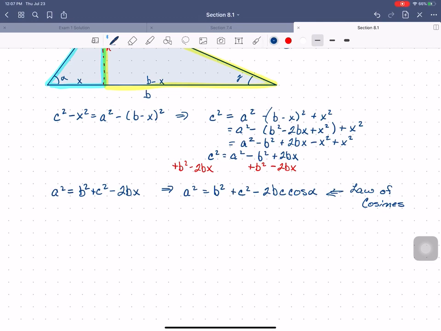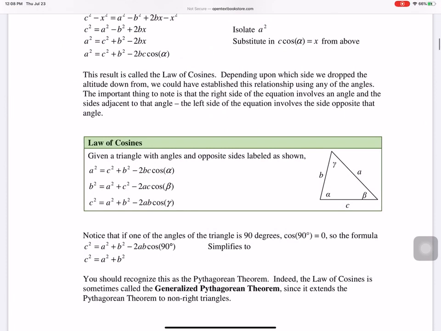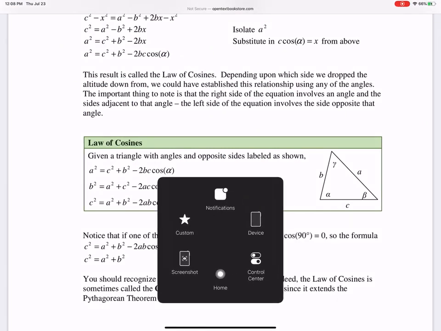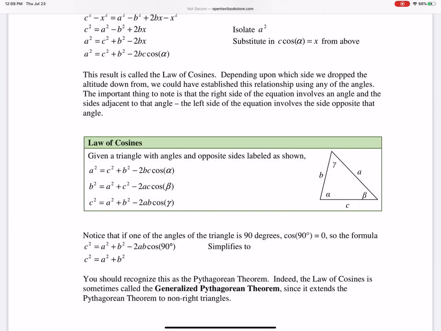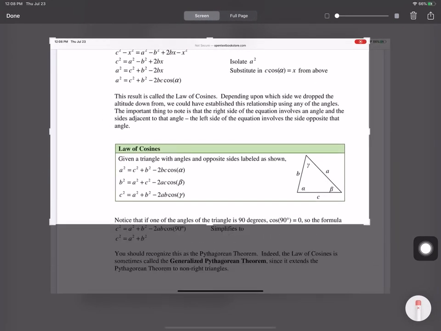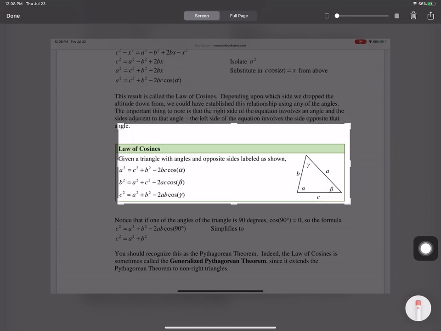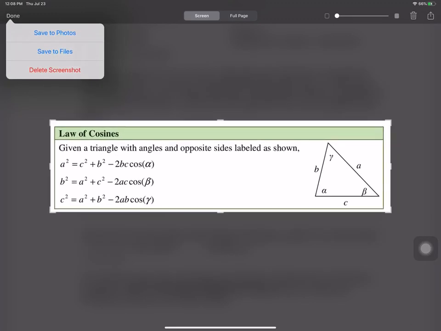We have also perhaps previously encountered this as the generalized Pythagorean theorem. What it says is the square of the length of one side of a triangle is equal to the sum of the squares of the lengths of the other two sides minus 2 times the product of those two sides times the cosine of the angle between them. So in generalized form, it does not matter which side you label as A, B, or C. Your law of cosines is stated as such.